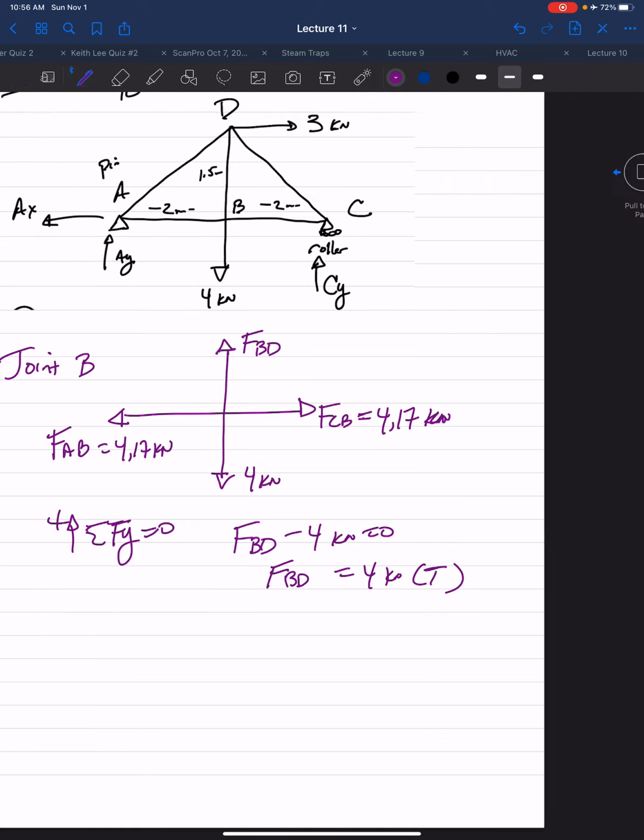Take a look at another problem. Problem 511 on page 238. Once again, determine the force in each member of this truss. State if the members are in tension or compression. Set P equals 8 kilonewtons.